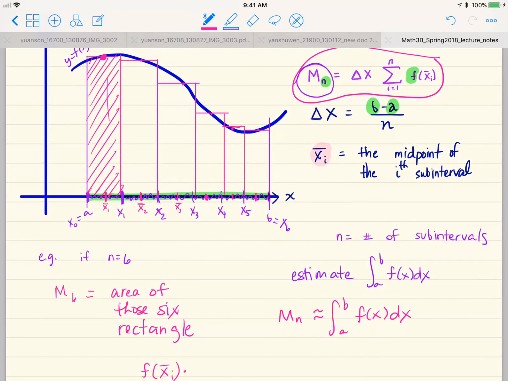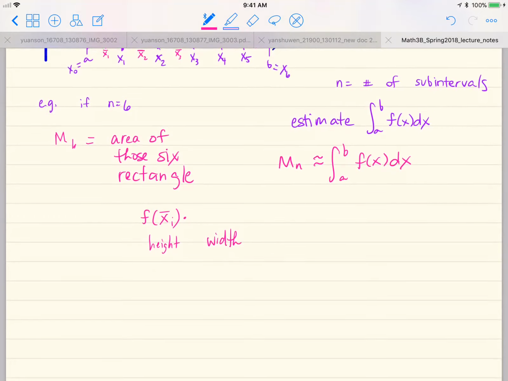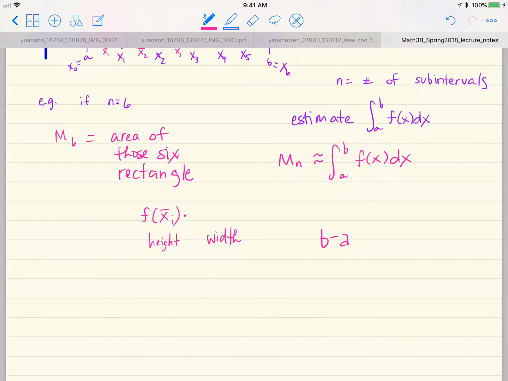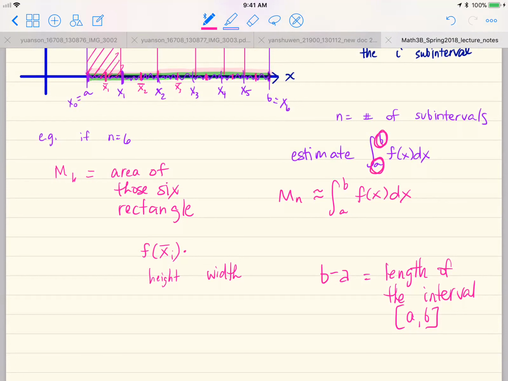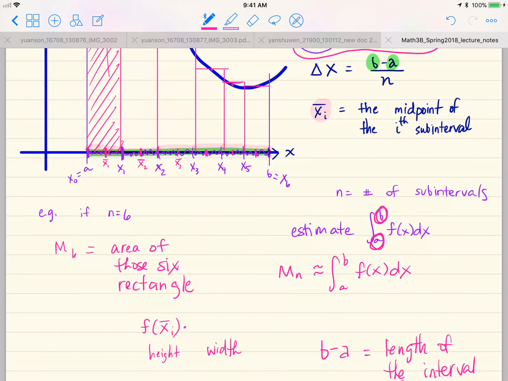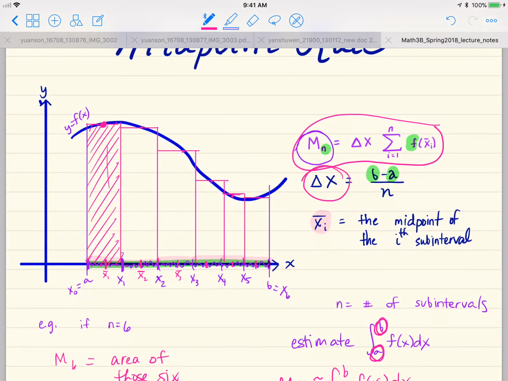What's the width of each rectangle? To get the width, it's going to be the same width for each, right? Because we took our interval and divided it into 6 equal subintervals. So how do we find it? The length of the original interval of integration from a to b is b minus a, because we're starting at a and stopping at b. So if the entire interval has length b minus a, what's the length of each rectangle? It's going to be b minus a over n. That is exactly the same as delta x.